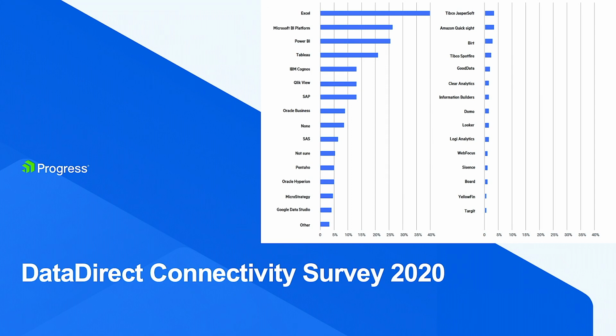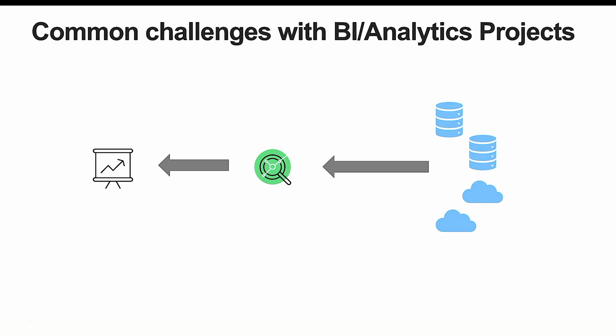We have done a similar survey with our customer base in 2020. And if you look at this chart as well, you see Excel and Power BI leading the way, just like Gartner's Magic Quadrant, followed by Tableau. And there are a lot of other tools in those crowded spaces that we support and that are also popular with our customer base. So now we know about the tools, and we see that Progress DataDirect has a really wide connectivity spectrum for these BI analytics tools, right?